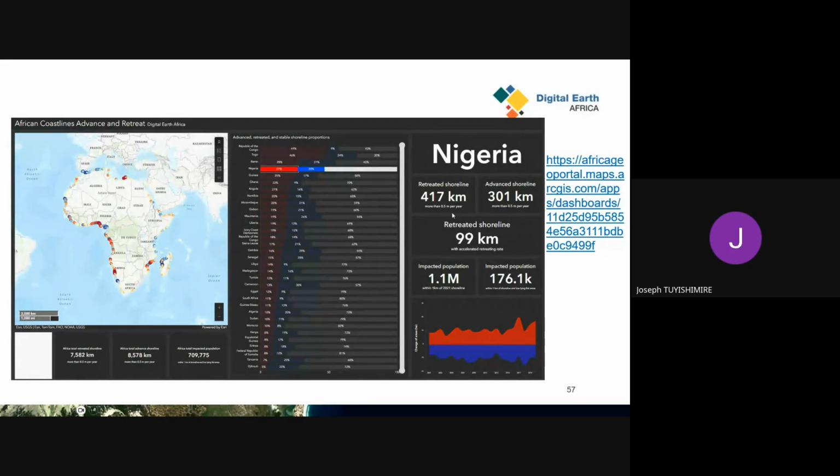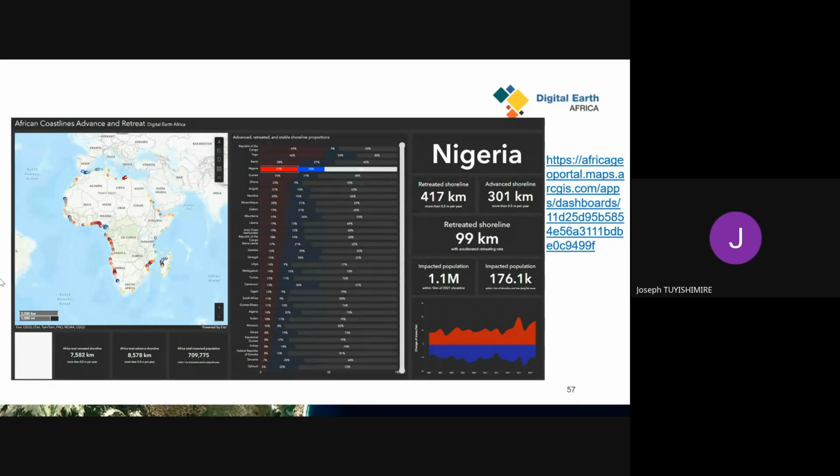For example, for Nigeria, 170 kilometers of coast have retreated, others are defaced, and of course, the affected population within 1 kilometer was 1.1 million in 2021. People in flat areas, the most vulnerable society, were around 176.1 thousand. That was in 2021.